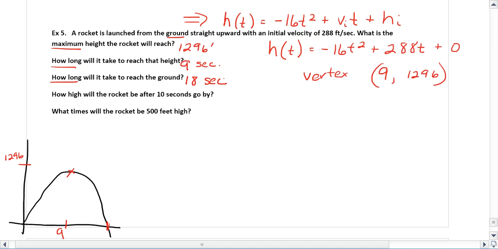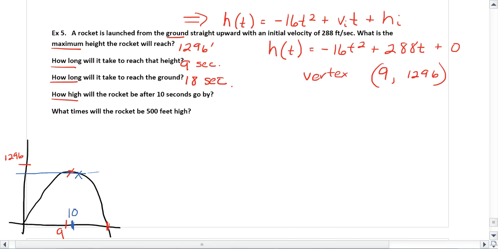Now here comes the interesting question. How high will the rocket be after 10 seconds goes by? So that's right about here, 10 seconds right there, and it's not going to be at the peak height anymore. It's going to have come down a little bit. So like right there, it came down a little bit, and we need to find that, and there's a couple different ways to do this.